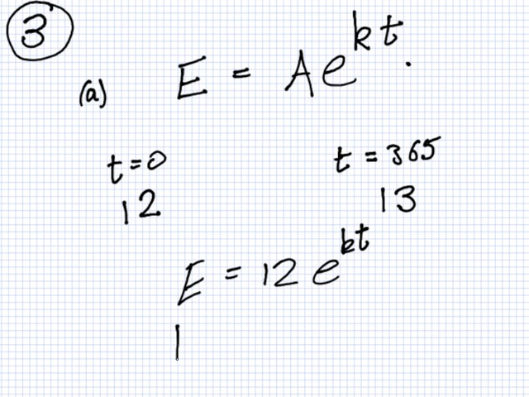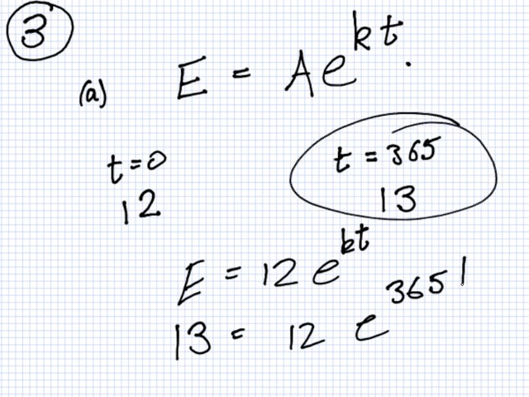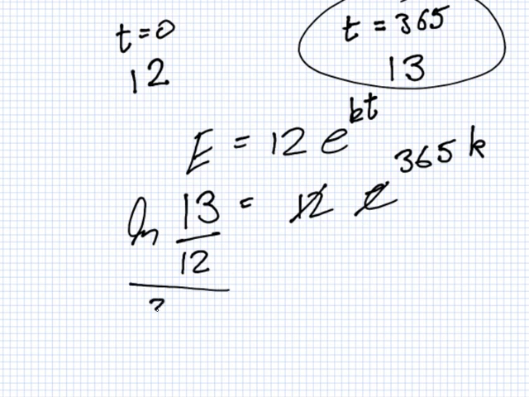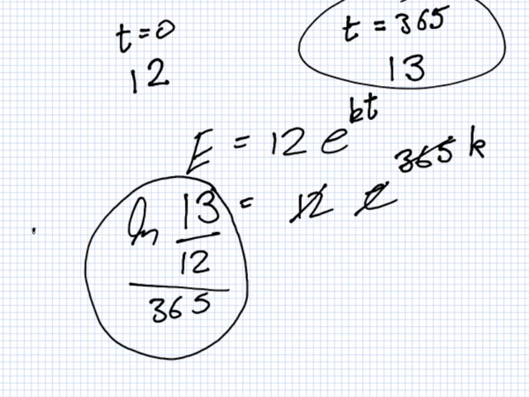So we have 13 equals 12e to the power of K times 365. Right, so what should I do next? Divide by 12, and next, log, which will cancel the exponential, and next, divide by 365. After those three steps, what I'm left with here is the K.